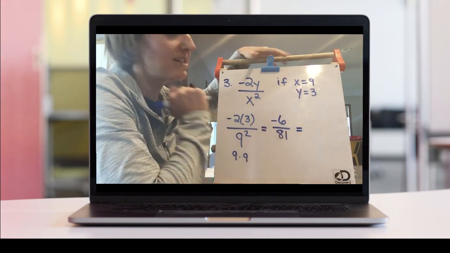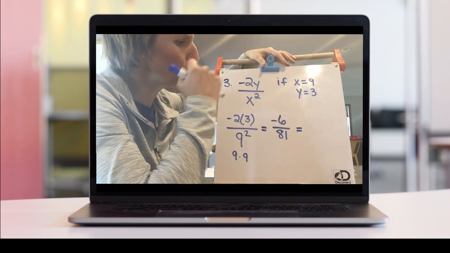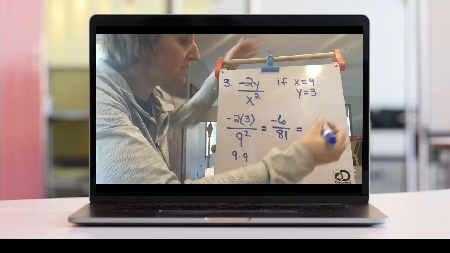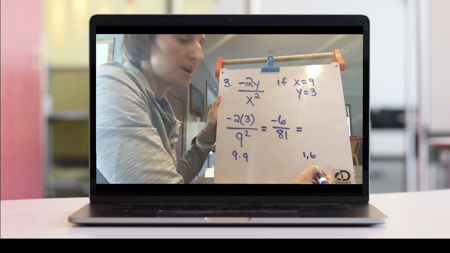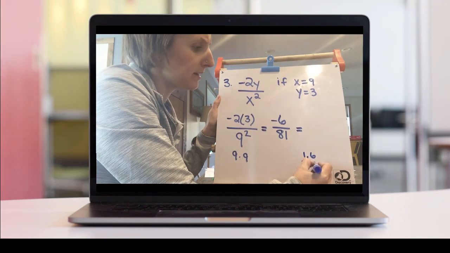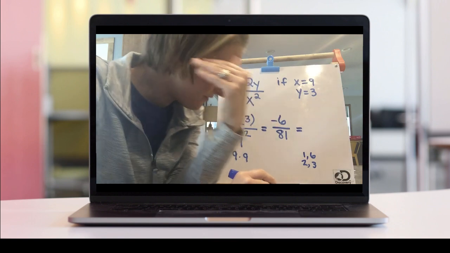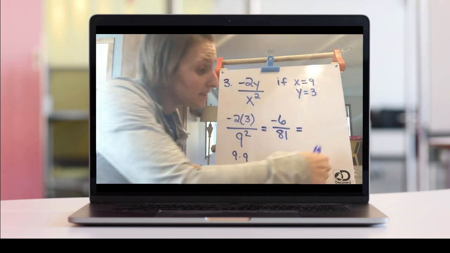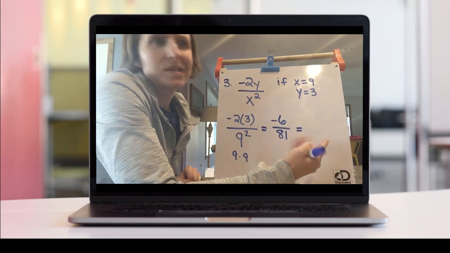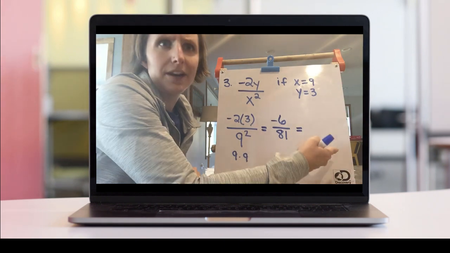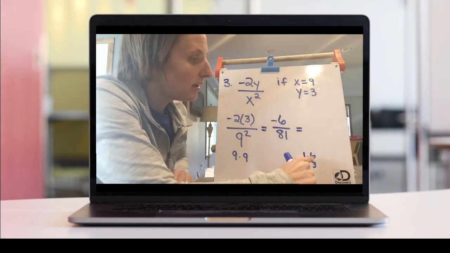What does a factor of 6 and 81 share? You might go, Ms. Kluber, I don't really know. Well, let's list the factors of 6. The factors of 6 are 1 and 6, 2 and 3. You might go, oh my goodness, the factors of 81, Ms. Kluber, I don't know. Well, let's use the factors of 6 to help us. We're not going to use 1 because 1's not going to change anything. If you take 81 and divide it by 1, you just get 81.